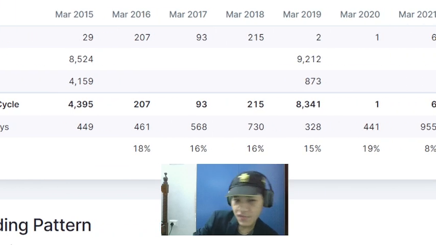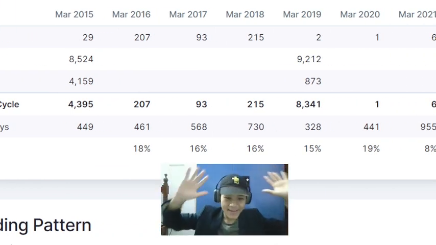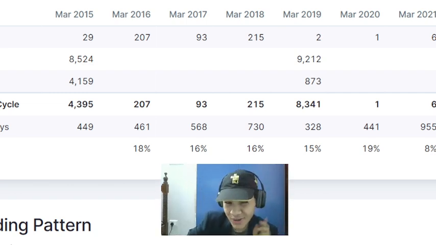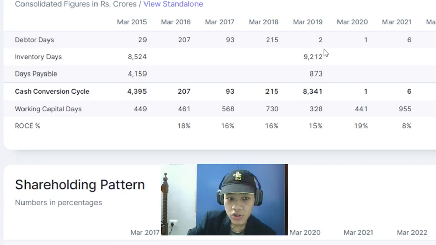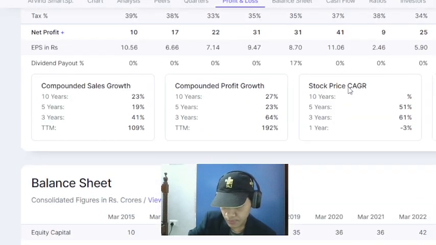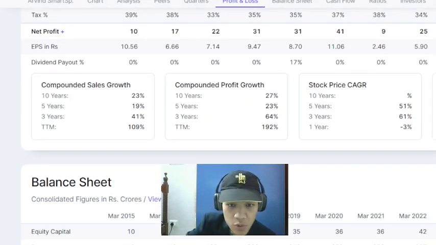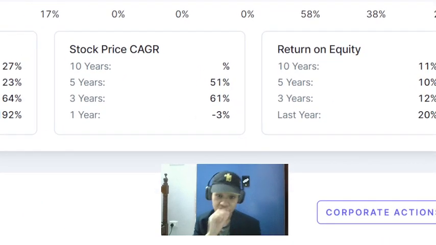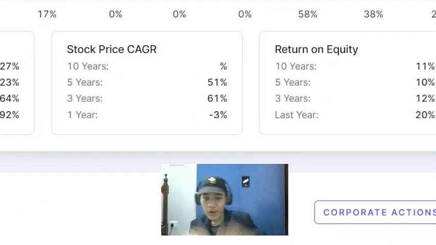Before COVID, 18%, 15%, 19%. It's in the 18, 19 to 20% range. That was return on capital employed. To look at return on equity, we can look at it right here. Last year 20, before that 11, 12, 10.